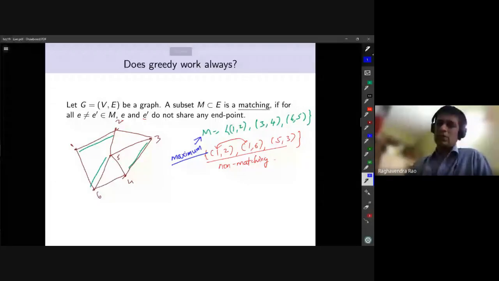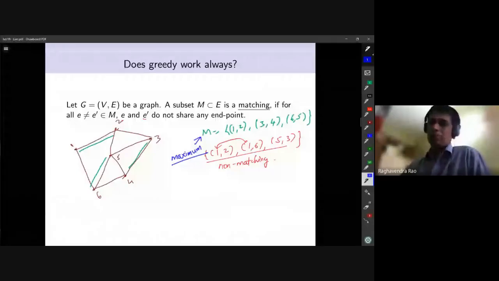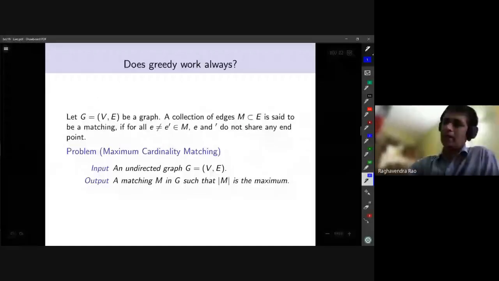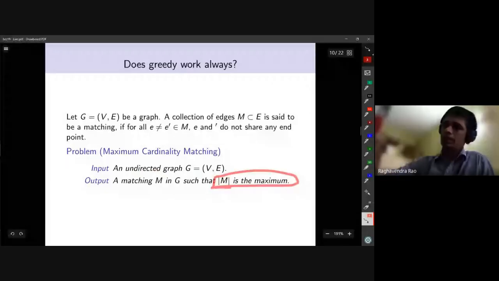Is it clear what a matching is, for those who haven't heard of it before? Now our problem is the following. We just want a maximum cardinality matching. Given an undirected graph as input, we want to output a matching M such that its size, that is the number of edges in M, is the maximum. This is our maximum cardinality matching problem.